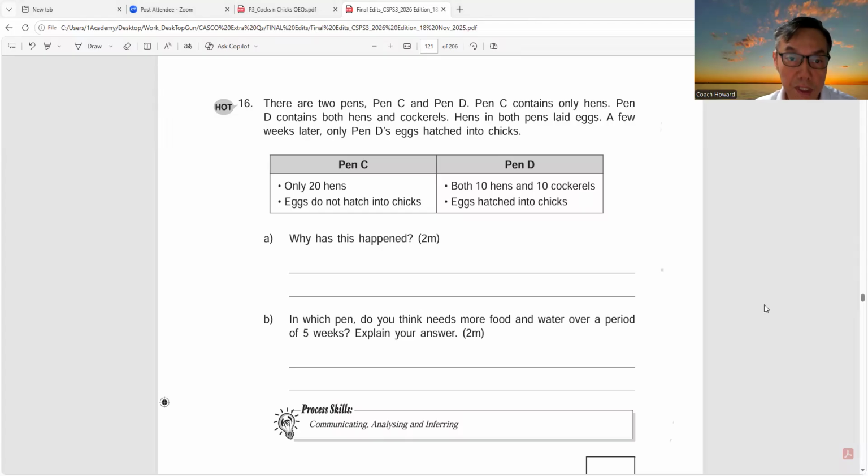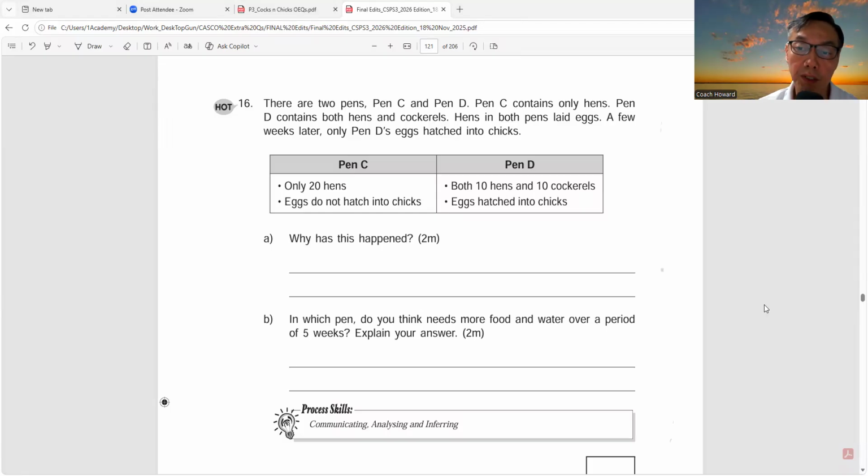Okay, let us examine these questions. It says that there are two pens, pen C and pen D. Pen C contains only hens. Pen D contains both hens and cockerels. Cockerels are the male chickens. So hens in both pens lay eggs. Hens are the female chickens, so they lay eggs. A few weeks later, only pen D's eggs hatch into chicks.